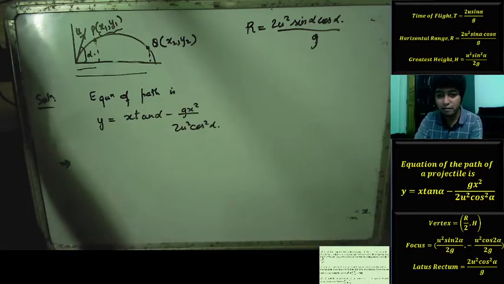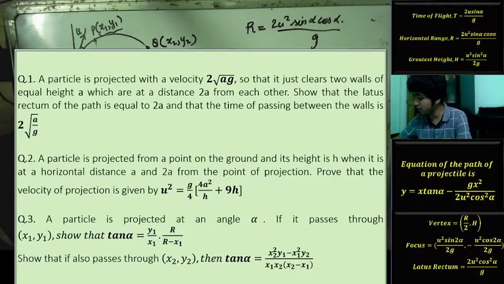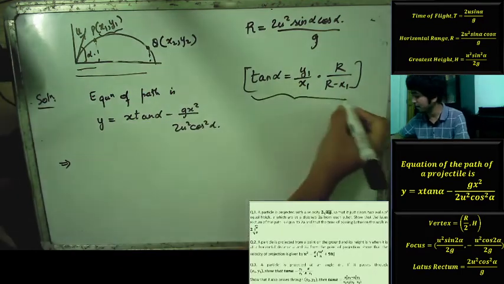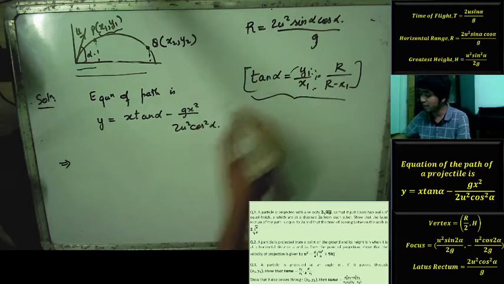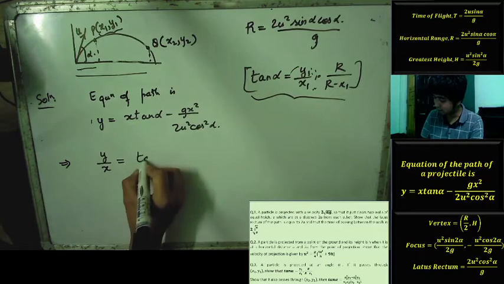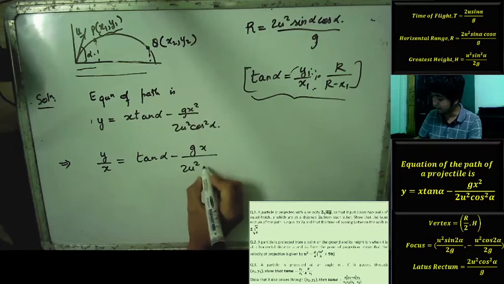Take a look at this expression. We need to show that tan alpha equal y1 by x1 times R by R minus x1. So we need to show this one. You need this term y1 by x1. So you will first divide this one by x. So you'll be having y by x equal tan alpha, and divide the whole thing by x. So you'll be having this.